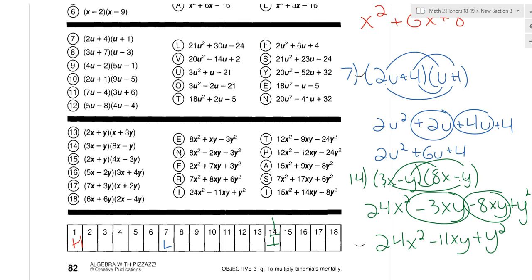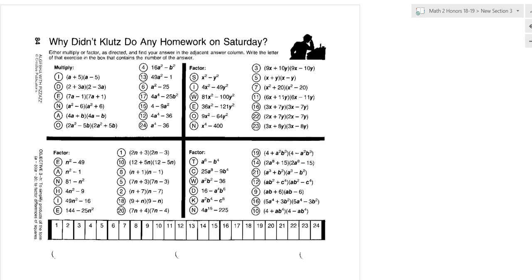All right, go ahead, pause the video and do the rest of those problems. All right, looking at our next page, page 84. This first section is telling you to multiply, and the second section is telling you to factor. Okay? So why didn't Klutz do any homework on Saturday? Either multiply or factor as directed and find the answer in the adjacent column.